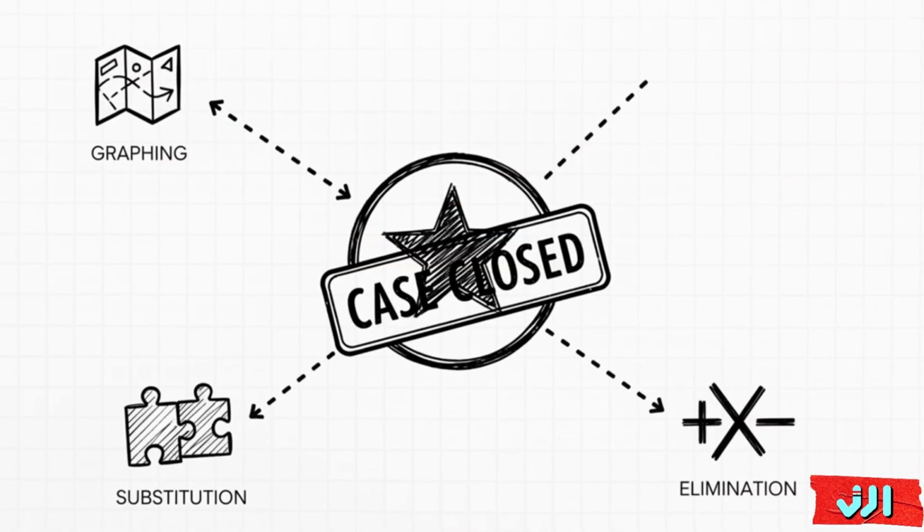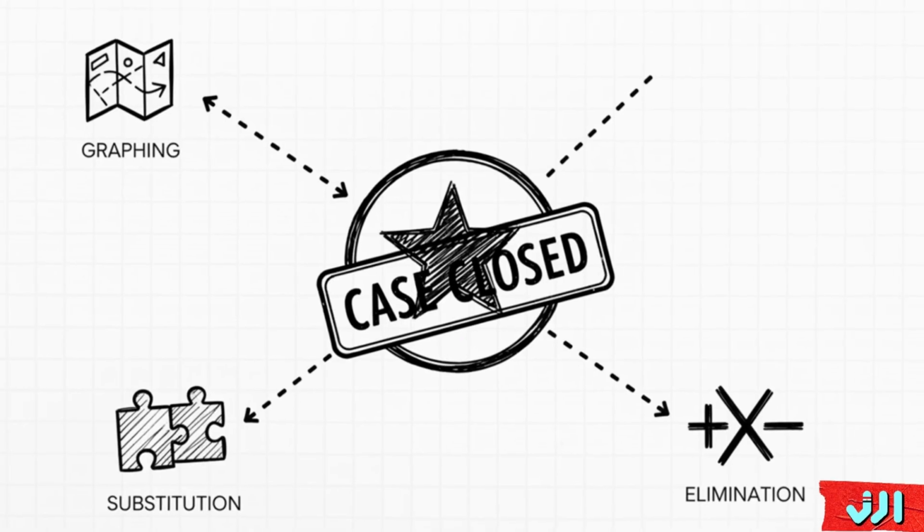And this is the big takeaway, right? It doesn't matter which tool you pull from your detective's kit, whether it's the map, substitution, or elimination. They're all just different paths that lead to the exact same truth. Our solution of 2, -1 is rock solid.